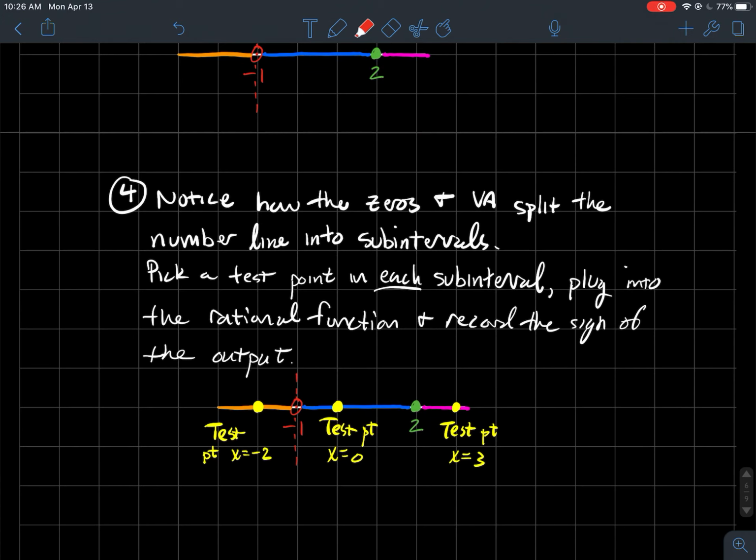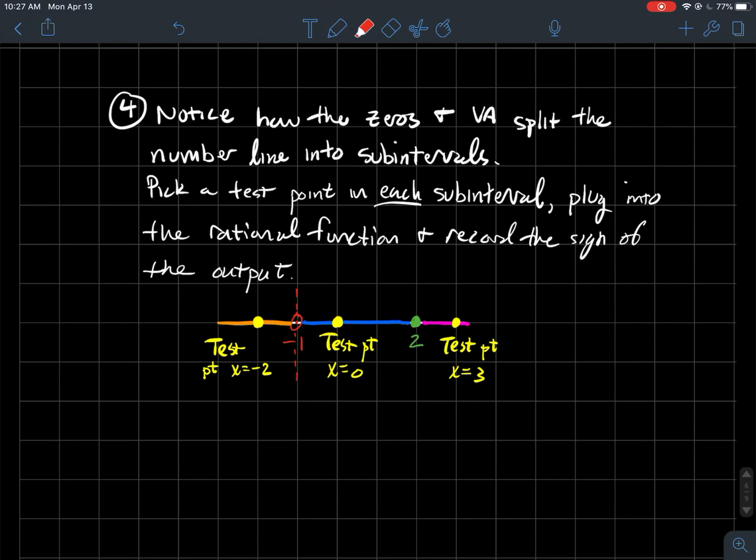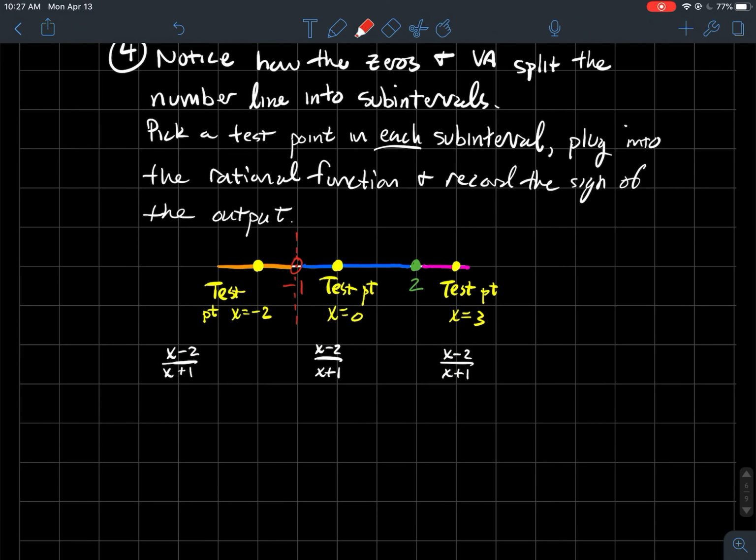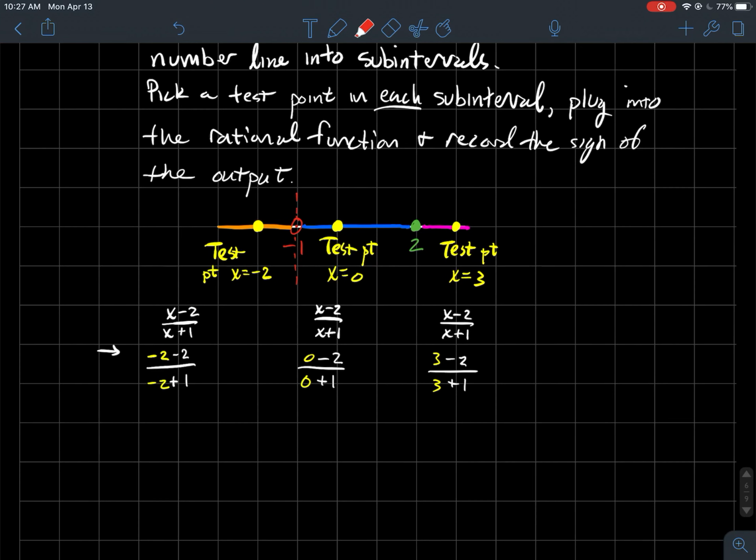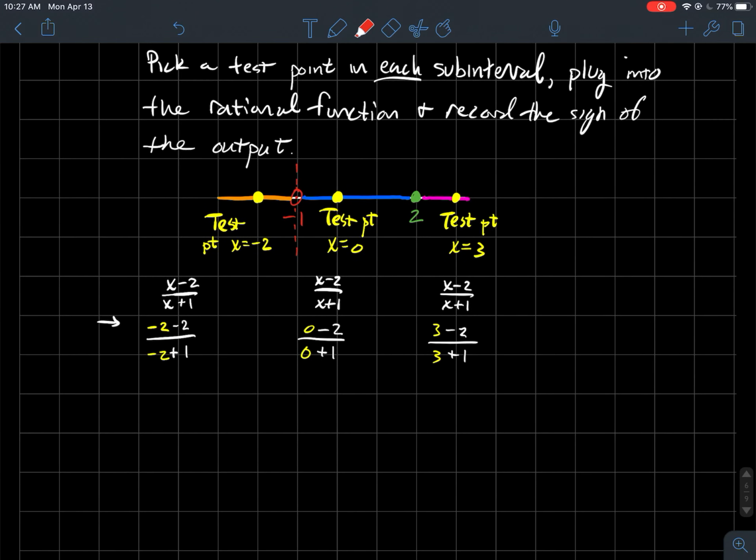I've copy-pasted my number line here, and I've picked some test points in each interval. It does not matter which test point you pick. If for whatever reason you feel like choosing x equals negative 5 instead of x equals negative 2, that's fine. You do you. We're going to plug each test point into the function. I'm doing this all at once for presentation purposes, but you could do it one at a time. I plug in negative 2 on the left, 0 in the middle, and 3 on the right.